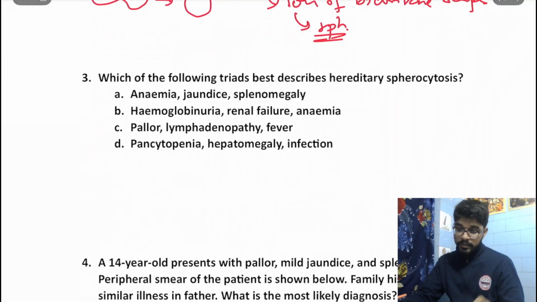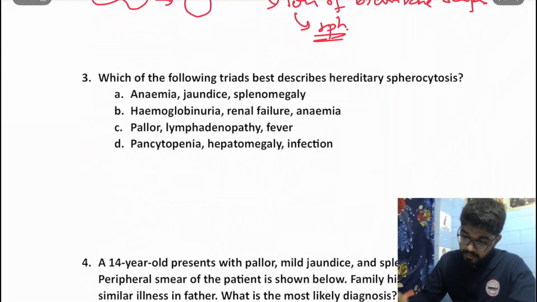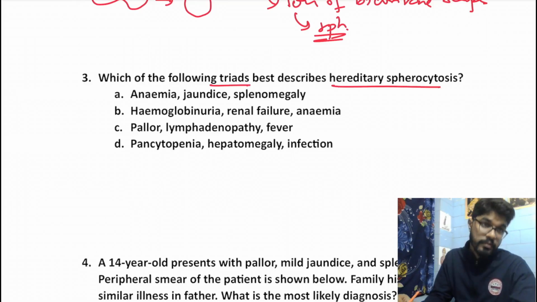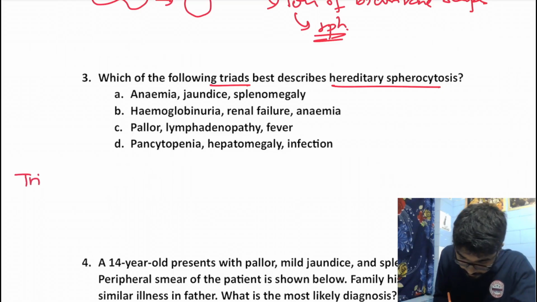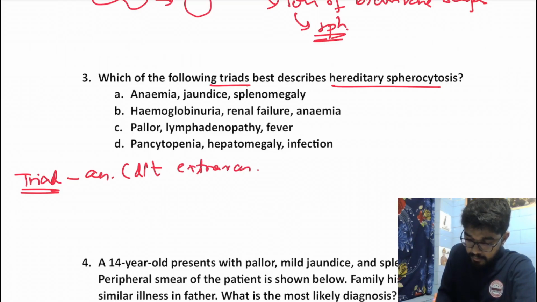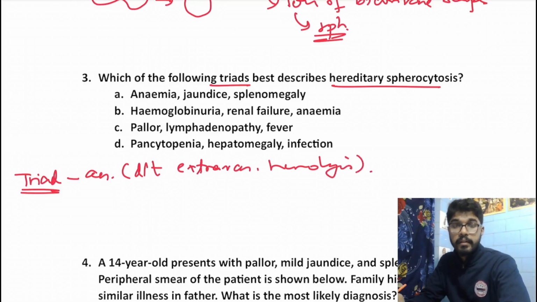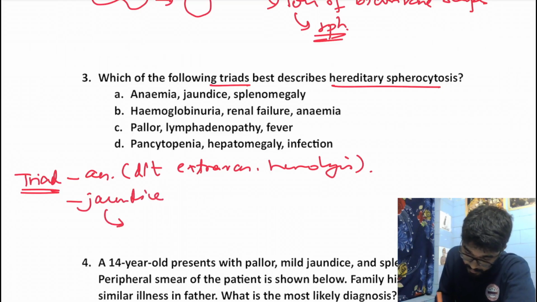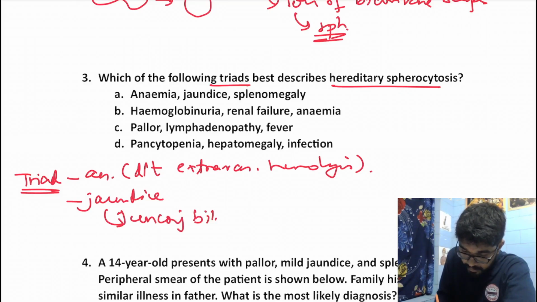Moving on to the next question. Which of the following triads best describes hereditary spherocytosis? Now remember it as a fact that hereditary spherocytosis presents as a triad of anemia, and this anemia is due to extravascular hemolysis, which occurs in the spleen. Next we have jaundice. This is due to unconjugated hyperbilirubinemia, increased unconjugated bilirubin.